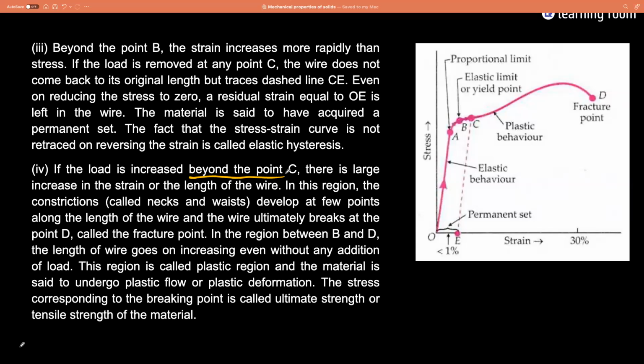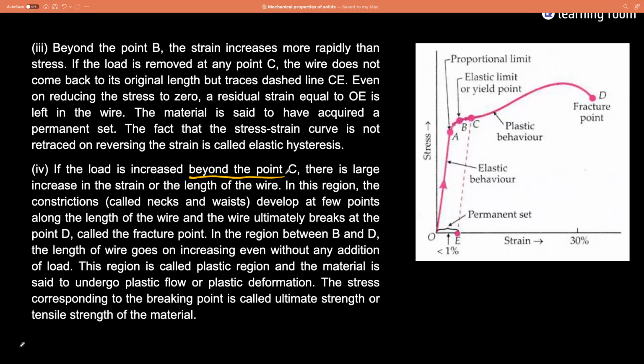But what is happening after point C? What did you do? You created a permanent set, which means the material has got weak. Accepted. Now it has lost its elastic property, no doubt in that. It is traveling towards plasticity, which means the material is going to be more easily attacked by external forces.